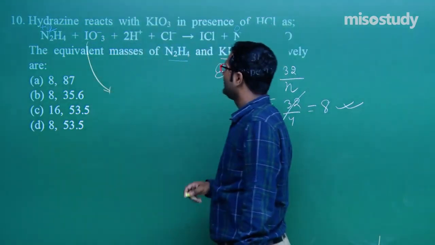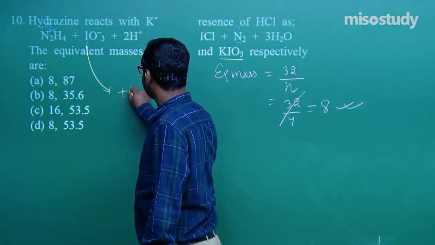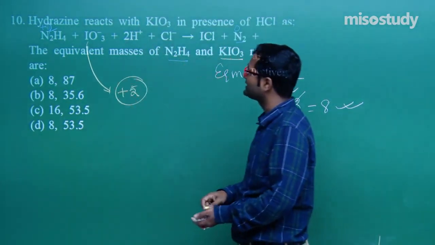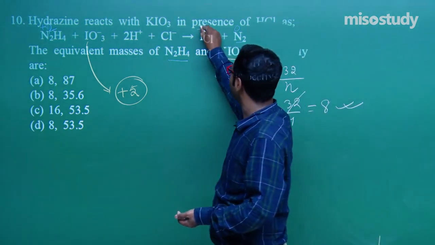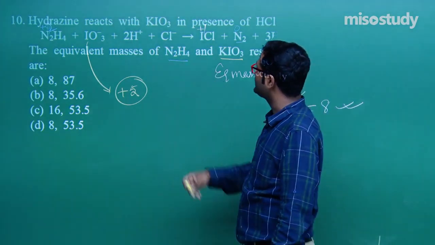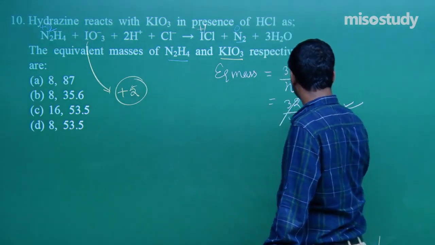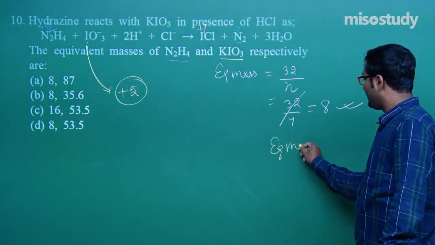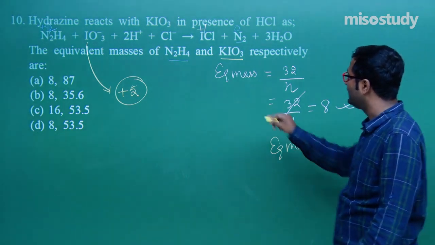And KIO3, here IO3 minus comes from KIO3. Here iodine is in +5 oxidation state. Yes sir, iodine is in +5 oxidation state. Here iodine is in +1 oxidation state. Now the overall change in oxidation state is 4. Now what is the equivalent mass of KIO3? Sir, equivalent mass is equal to molecular mass upon n. Molecular mass of KIO3, tell me.